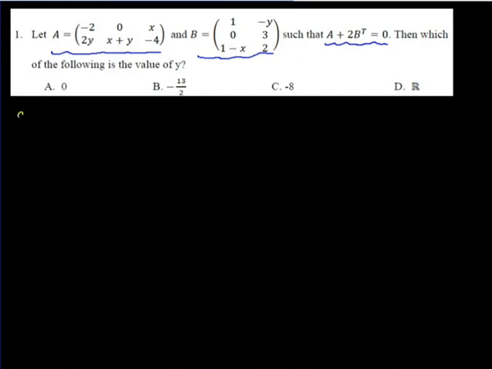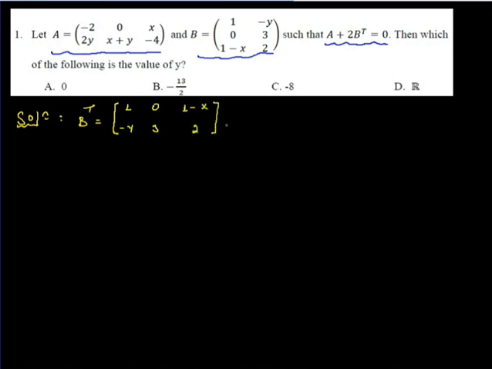So A is given, B is given, but we need to know B transpose. We take the transpose of the matrix B first. The transpose of a matrix is obtained by interchanging rows into columns. So change the first row of matrix B into the first column, the second row into the second column, the third row 1 minus x 2.